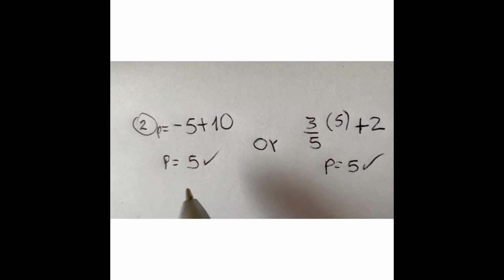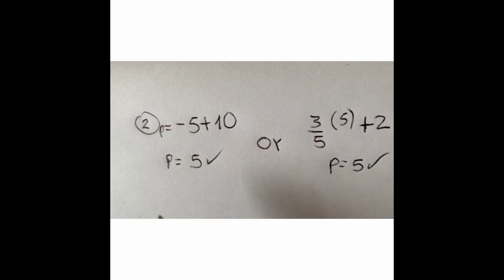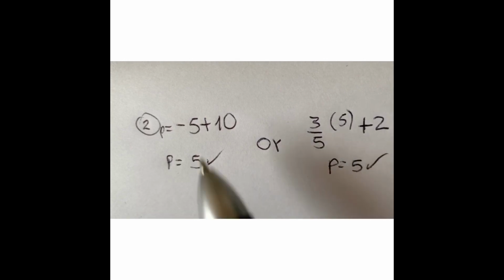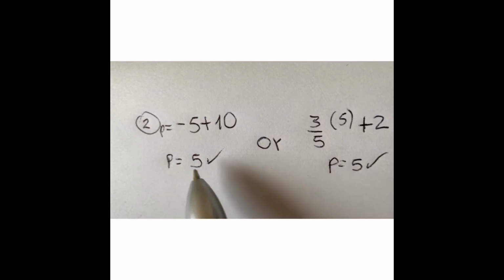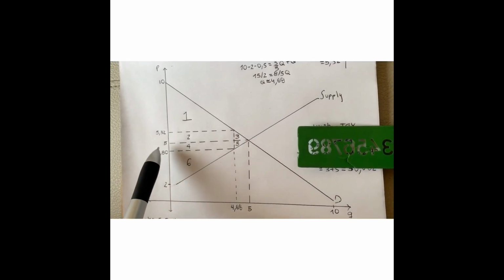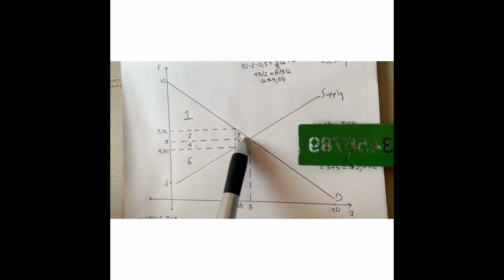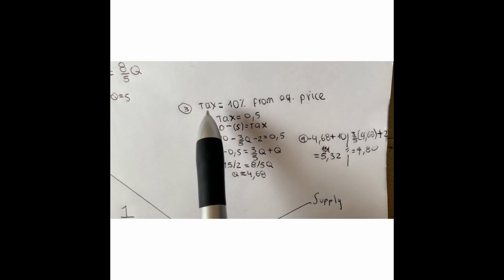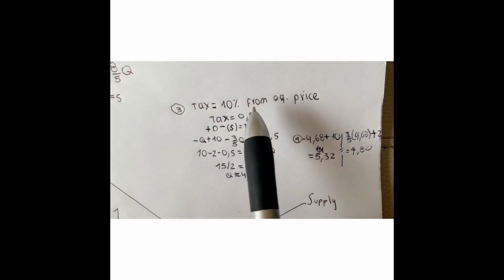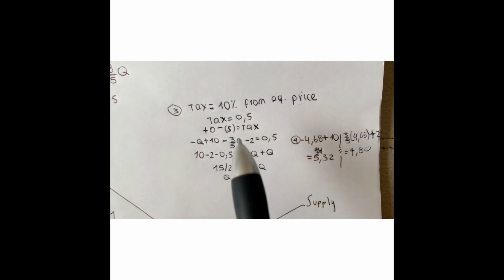Now, to know the equilibrium quantity, we replace the equilibrium price, which is 5, in any equation, or in both, and the quantity will be the same. The equilibrium price is 5, and the equilibrium quantity is 5. So in this line, the market is in equilibrium. As the tax is 10% of the equilibrium price, 10% of 5 is 0.5.